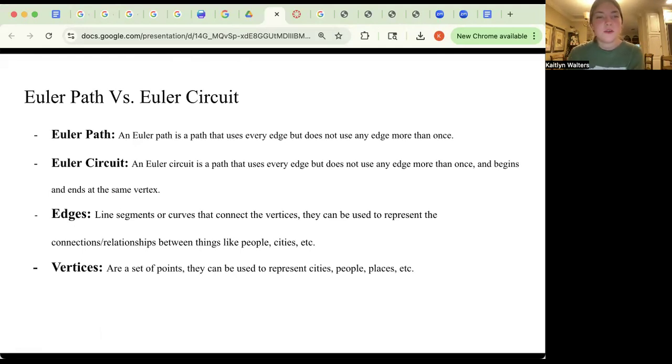Those are a lot of terms, so it's important we define what vertices and edges are. Edges are line segments or curves that connect the vertices. They can be used to represent the connection/relationships between people and cities. Vertices are a set of points. They can be used to represent the cities, people, and places.